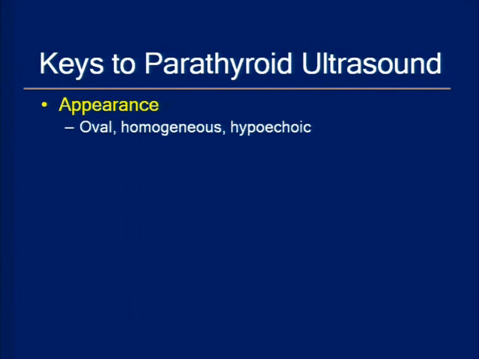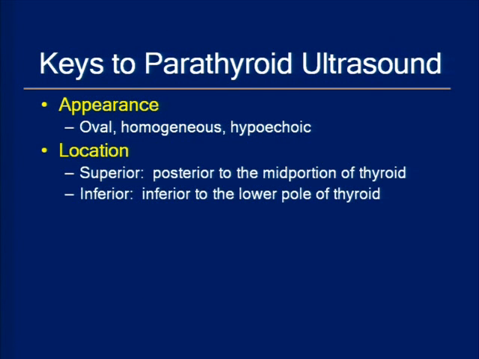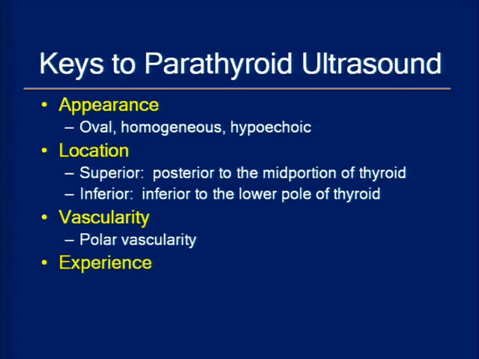So just to summarize, the keys when you're looking for parathyroid adenomas are the appearance, oval, homogeneous, hypoechoic, the classic location, and the polar vascularity. And then just experience, by doing this and trying to see them in the patients that you do see with hyperparathyroidism, you'll start to recognize what they look like. So with that, I know it was a lot of information in a short time, but we wanted to just kind of expose you to all of these different aspects of ultrasound.